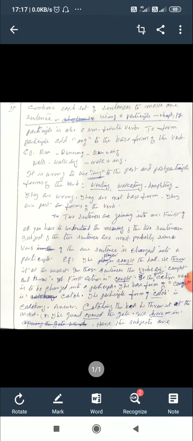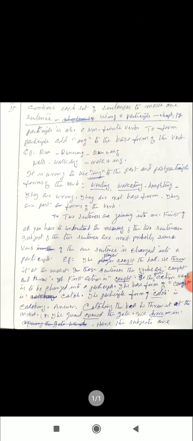Two sentences are joining into one. For joining two sentences by using a participle, first of all, you have to understand the meaning of the sentences. The subjects of those two sentences are most probably the same.